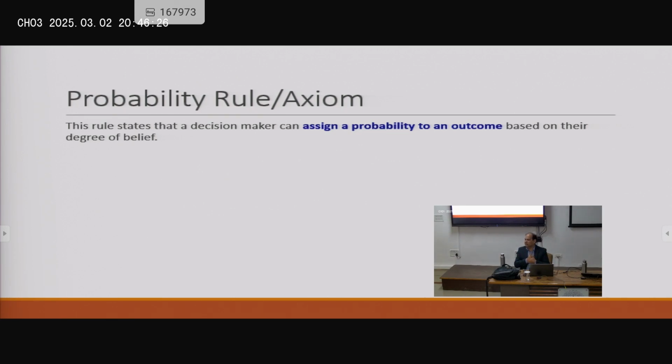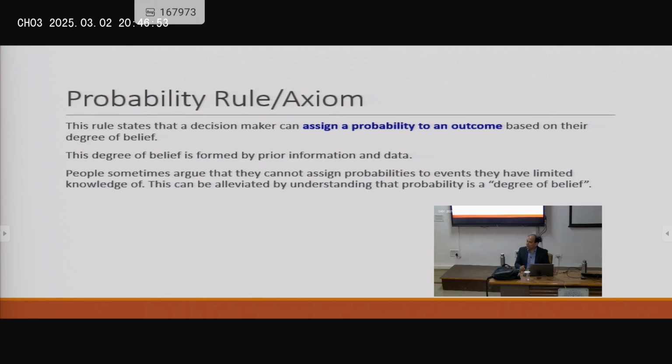Tomorrow, in the next cycle of decision making, I will look at the data I have at that point, look at what I've learned, and I may make a different decision. But at every stage of knowledge, I can assign a probability to an outcome based on my degree of belief. And if everybody agrees, then we all agree with this axiom. So degree of belief is formed by prior information and data.